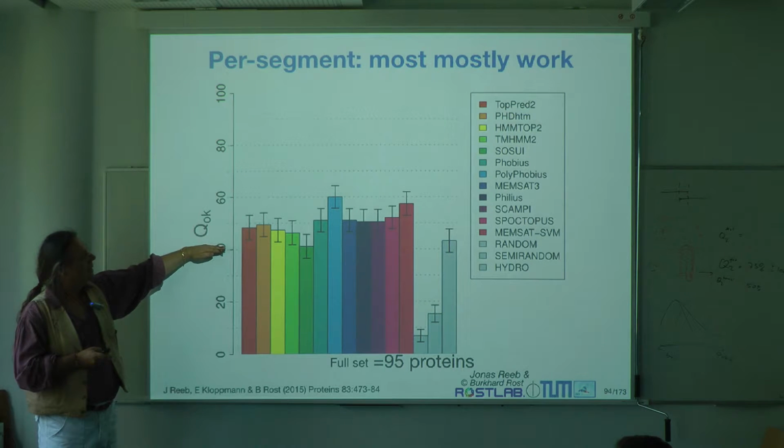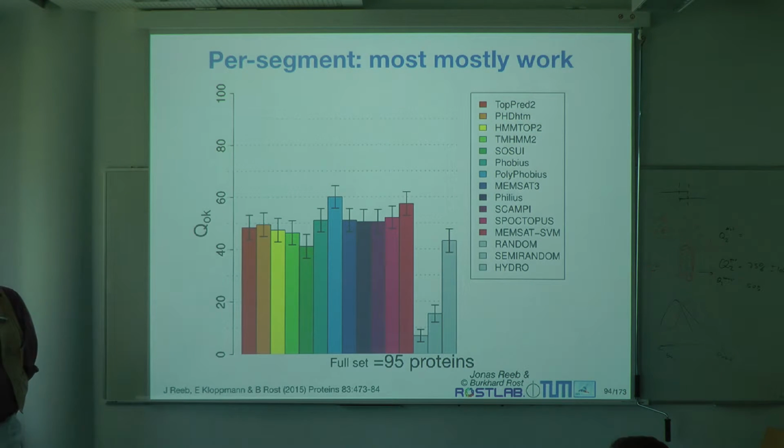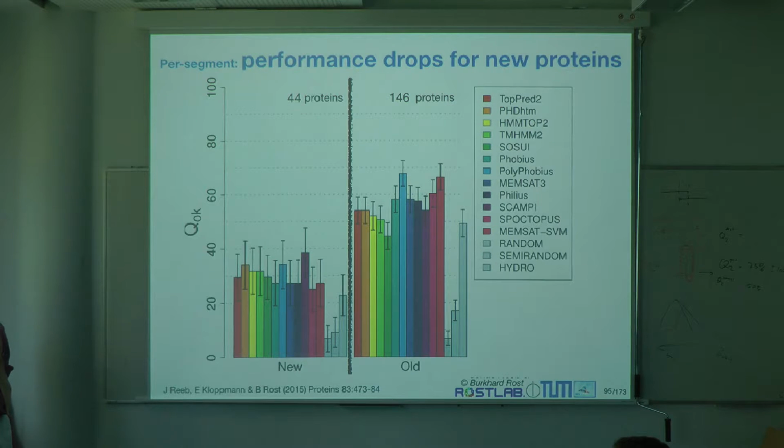And you see a variety of things. You see that some advanced methods are not much better than that. You see that the older methods are slightly worse than the newer methods, but not really by a standard deviation. You see that there are now new methods that really seem to be doing better than the pack, even by the standard errors here. So this blue one, PolyPhobius, in that data set on these 95 proteins does better. But now we get into new ways of looking at it.